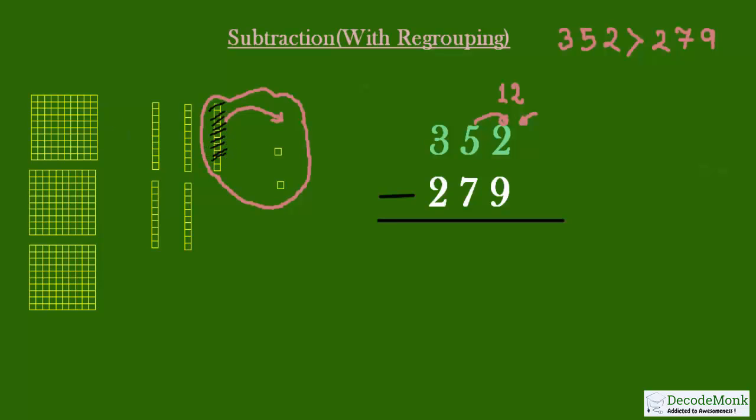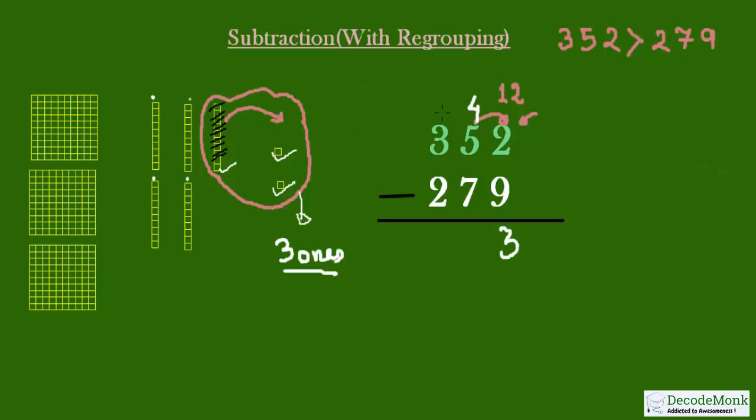So we have cut 9 bars. Now we are left with how many bars? 1, 2 and 3. We are left with 3 ones. So we can write here in the ones place 3. As we have taken 1 ten from 5 tens, we are left now with 4 tens. You see over here we are left with 1, 2, 3 and 4 tens. Here in the tens place also you can see that 7 is greater than 4. So it's not possible to subtract directly over here.